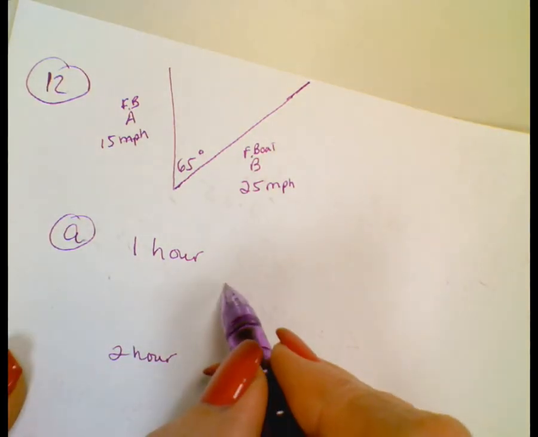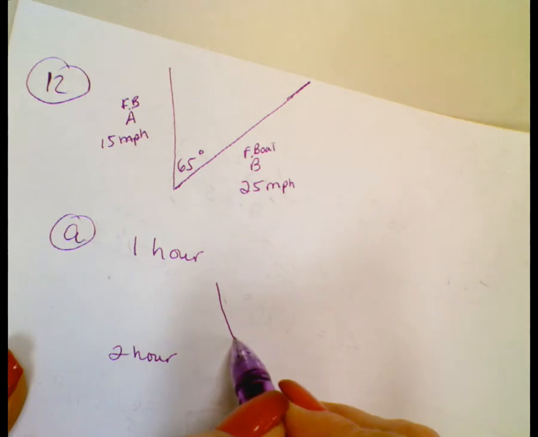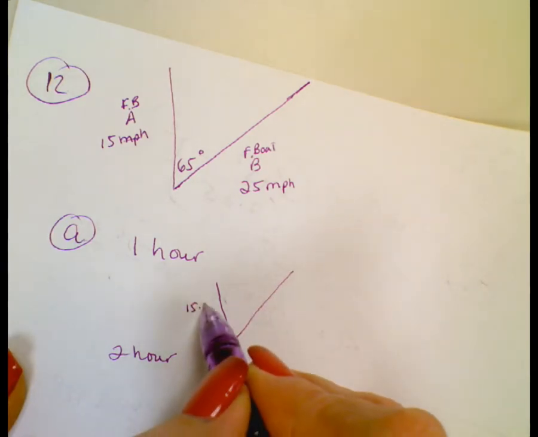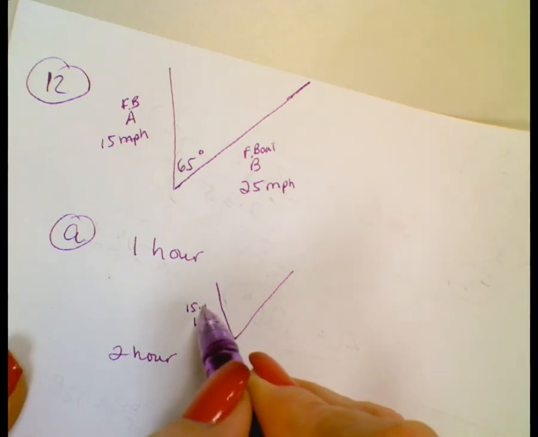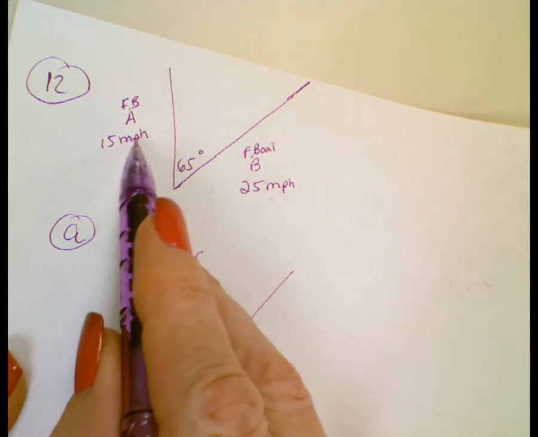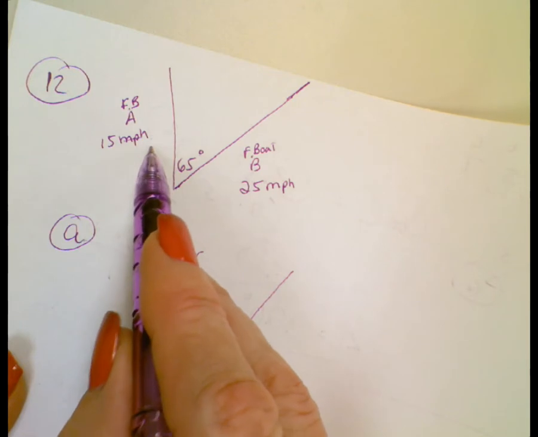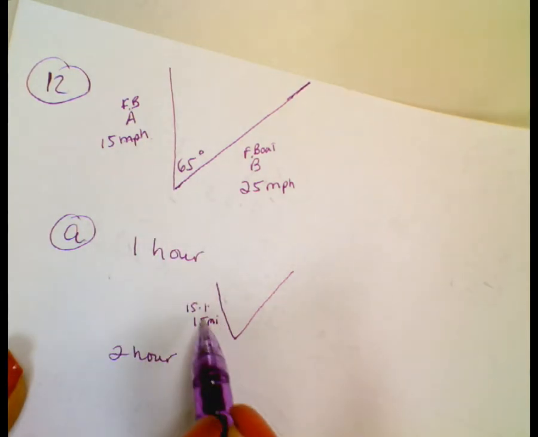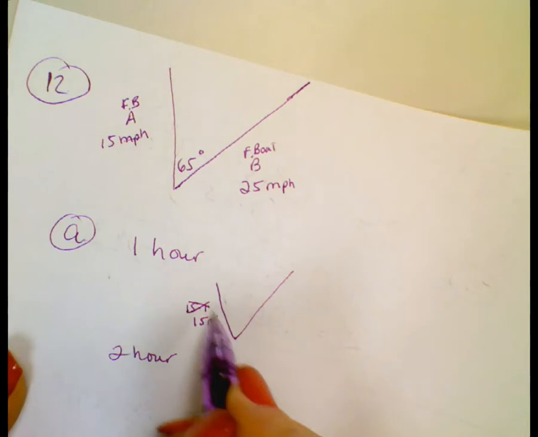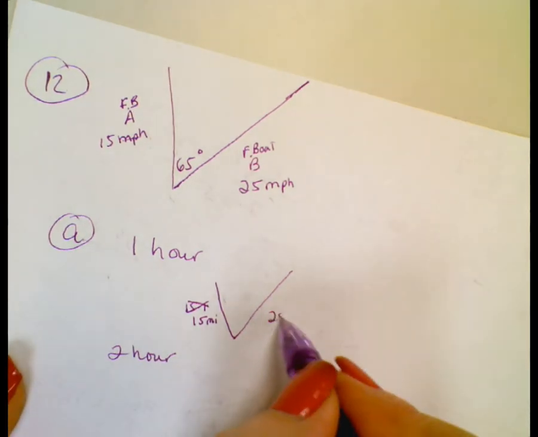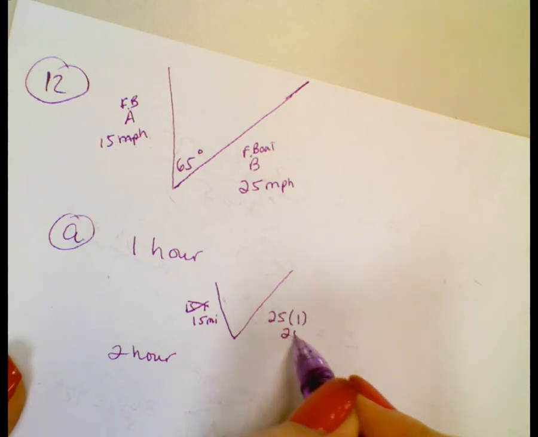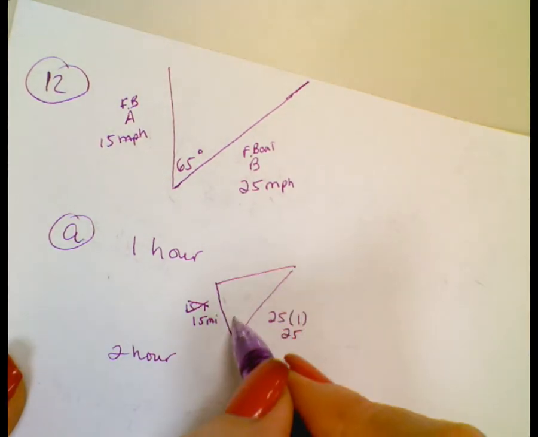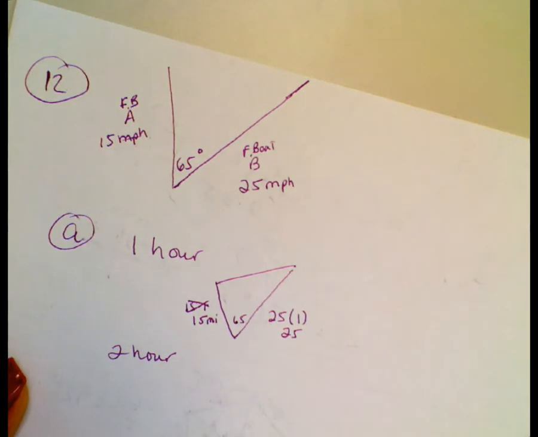Well, after 1 hour, you would do 15 times 1 for 15 miles. It's 15 miles per hour. So if the hour is 1, 15 times 1, that means the first boat traveled 15 miles. But the second boat traveled 25 miles per hour, so it'd be 25 times 1, which is 25 miles. And this angle is 65. And they want to know, how far apart are they?